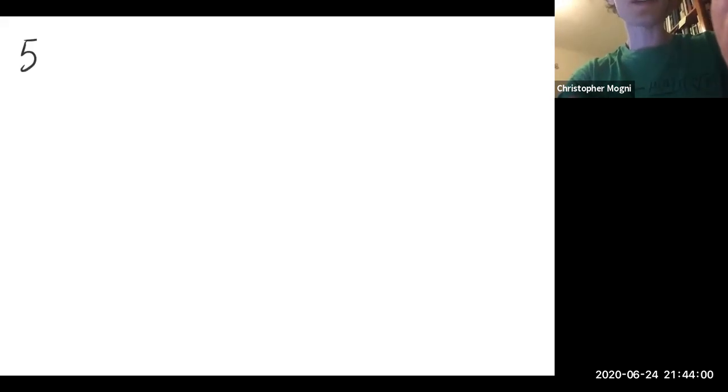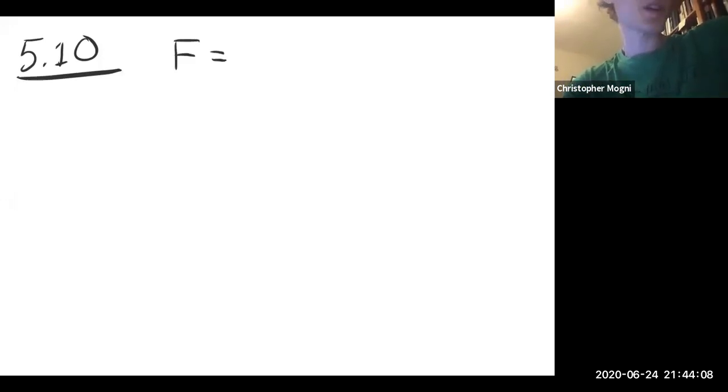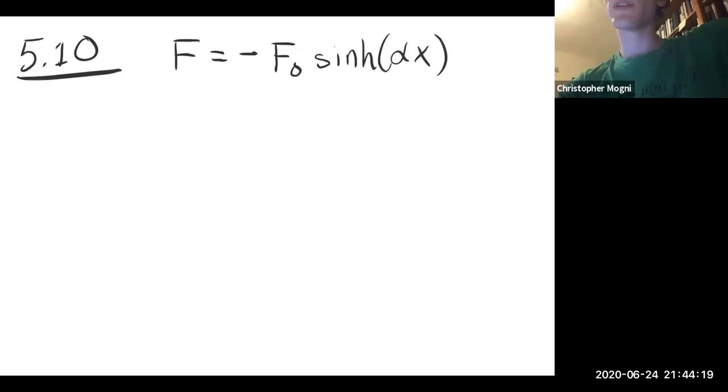So problem 5.10 is as follows for those of you that don't have the textbook. Let's say that you have a system which is subject to a force that looks like this. It's negative F naught times hyperbolic sine of alpha x. So here F naught and alpha are constants.